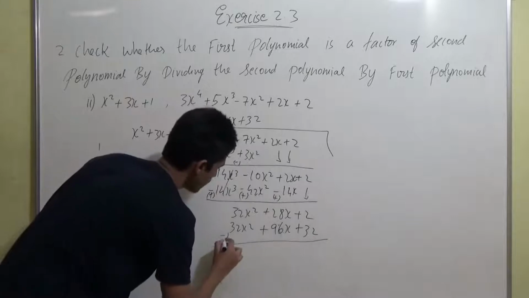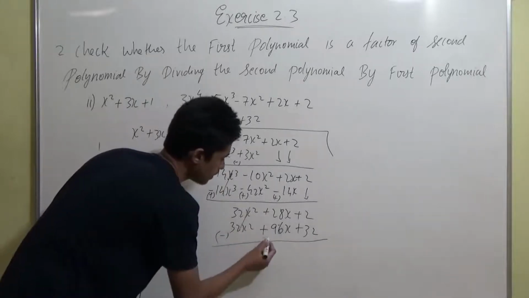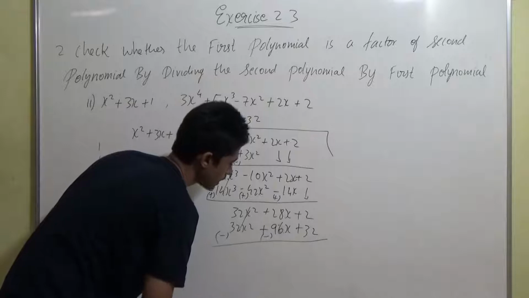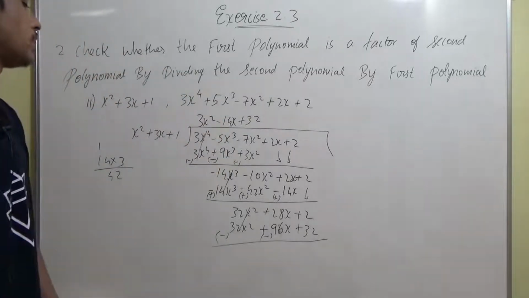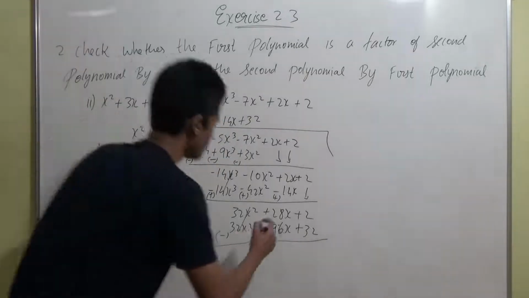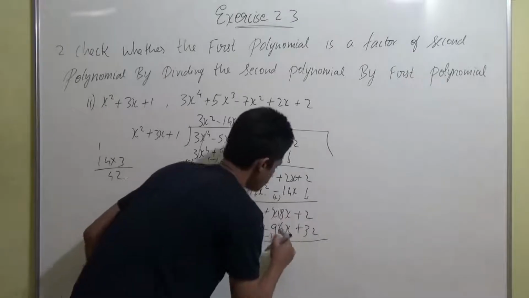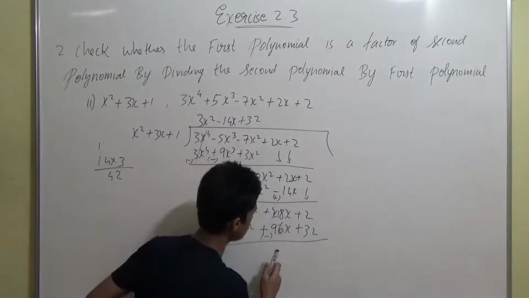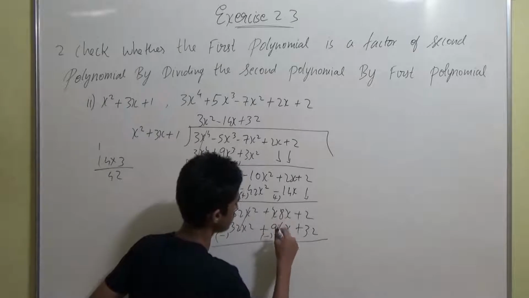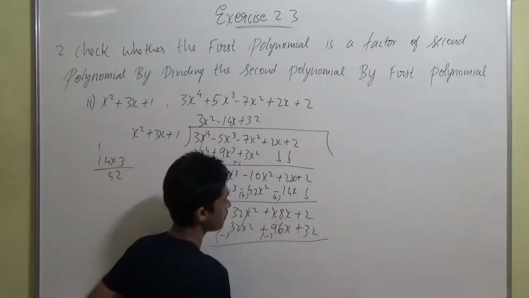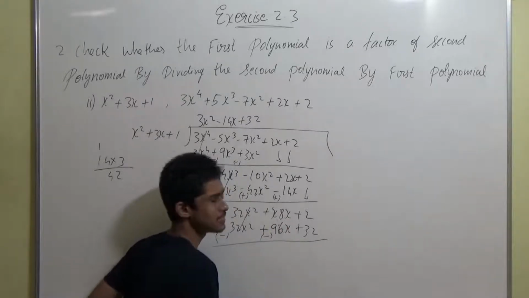Right, now if you subtract them, this gets cancelled, and this minus, if you do, how much are you going to get? Let's see. Wait. 28 minus 96. Oh, let's do it.